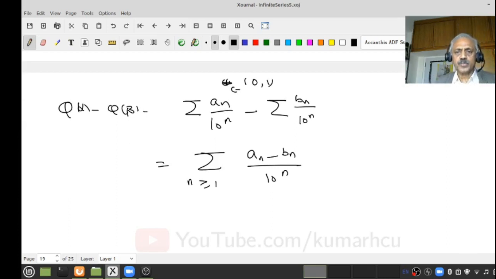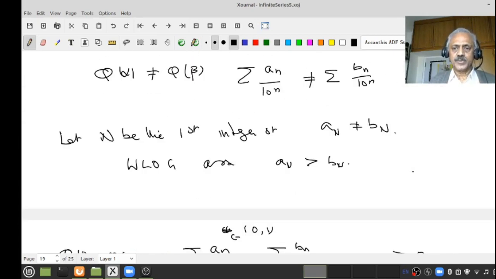So what do I want to prove? I want to prove this is actually strictly positive. If I prove that's positive, then I am through. What is the assumption? I am assuming alpha is not equal to beta.